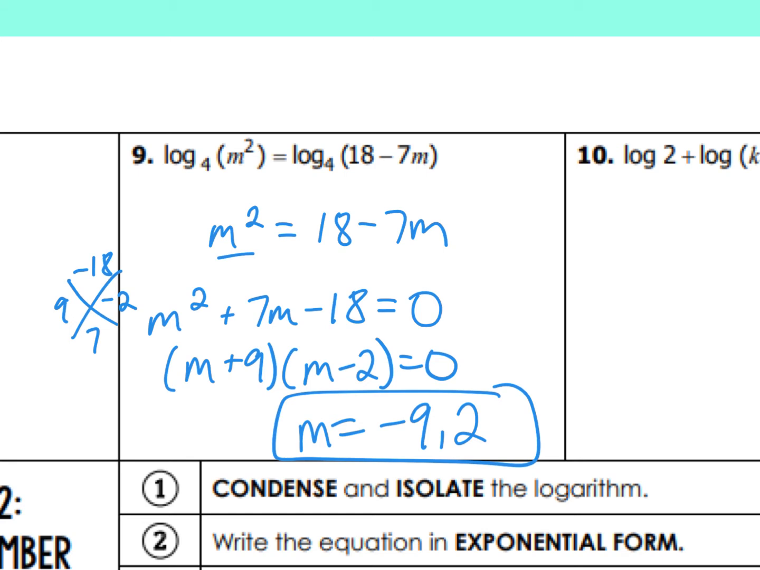So that's tying a little bit of Unit 6 in with Unit 5. Sorry. I'm just kidding. It's not my fault. You can't blame me. I didn't do it.